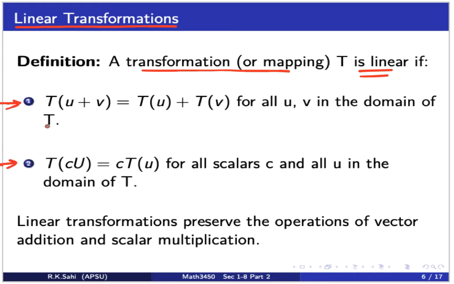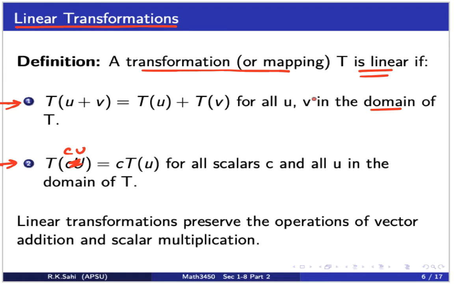And that is, T, when it acts on the sum of two elements of the domain of T, which are u and v, that is T of u plus v, is the same as T acting on u and T acting on v separately, and then you add those two elements. So this is T of u plus v equals Tu plus Tv. And second one, T of cu, small u guys, is c times Tu, for all scalars c and all u in the domain of T.